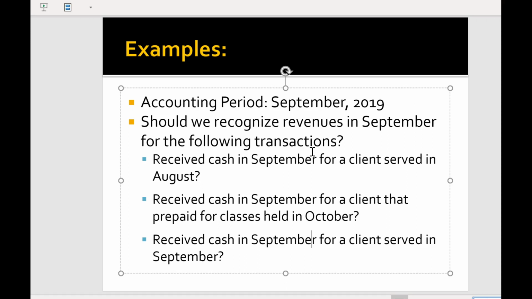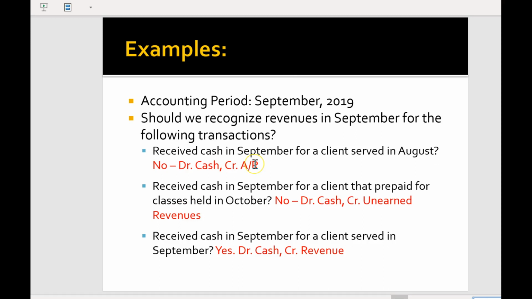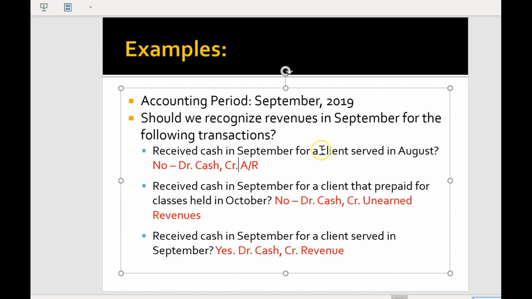Your question to yourself to judge whether you should recognize the revenue is: is the service provided in the current accounting period? Okay, so here is the solution. For the first one, we don't recognize revenue. We debit cash, we credit accounts receivable. Because in August, the company must have already debited accounts receivable and credited revenue. So if you recognize revenue again, you're recognizing the revenue twice.